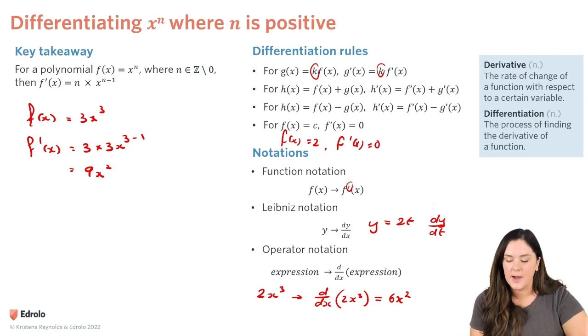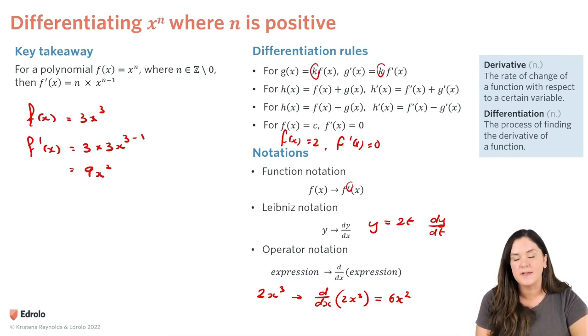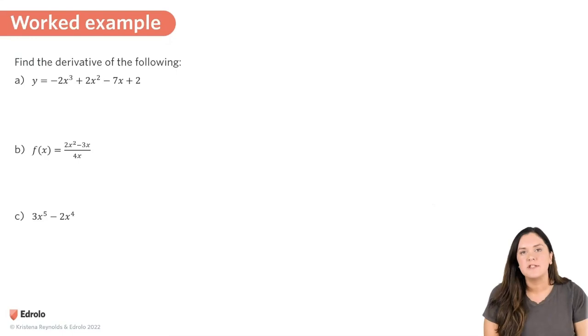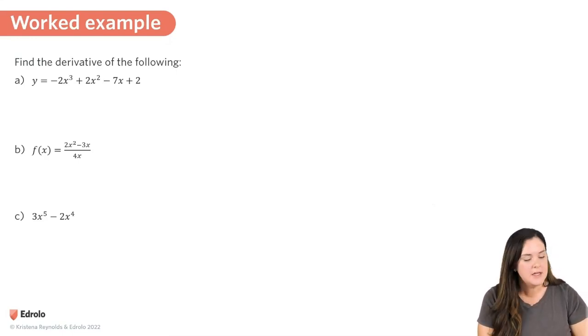And just to quickly recap, we have some vocab on the right-hand side there. So firstly, the derivative, which is what we're looking for. So again, the rate of change of a function with respect to a certain variable. And the next one is differentiation. So that is the actual process of finding the derivative of a function. So we have a few worked examples that are going to go through the skills that we just worked on previously. So for the first one, we have just a normal polynomial here.